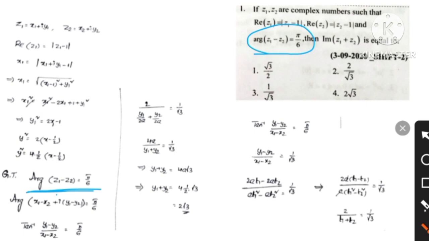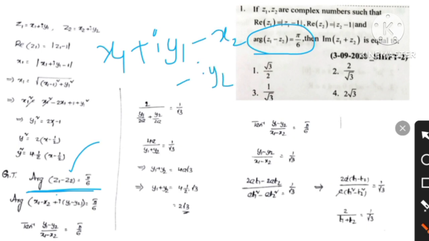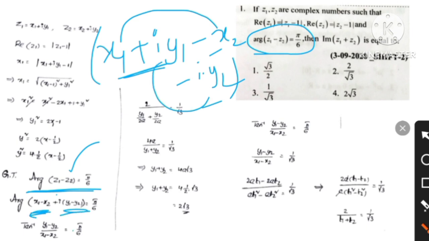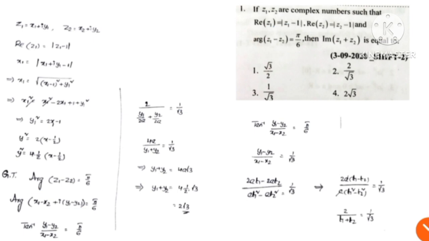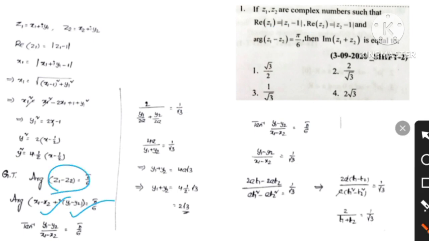But what is the Z1 value? Z1 is equal to x1 plus i y1, and Z2 is equal to x2 plus i y2. Understand all of you? What is Z1 minus Z2? x1 plus i y1 minus x2 minus i y2. Now write the real part: that is (x1 minus x2) plus i (y1 minus y2). First replace the Z1, Z2 complex numbers in this condition. Next, write the real and imaginary parts. Then what you get? (x1 minus x2) plus i into (y1 minus y2).